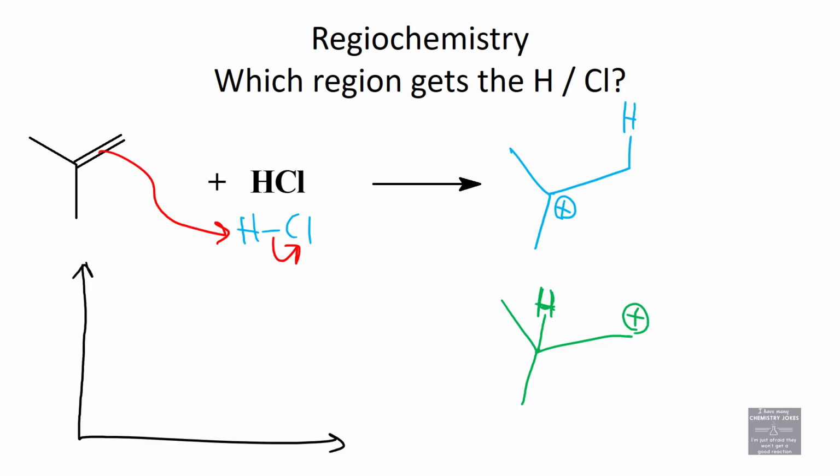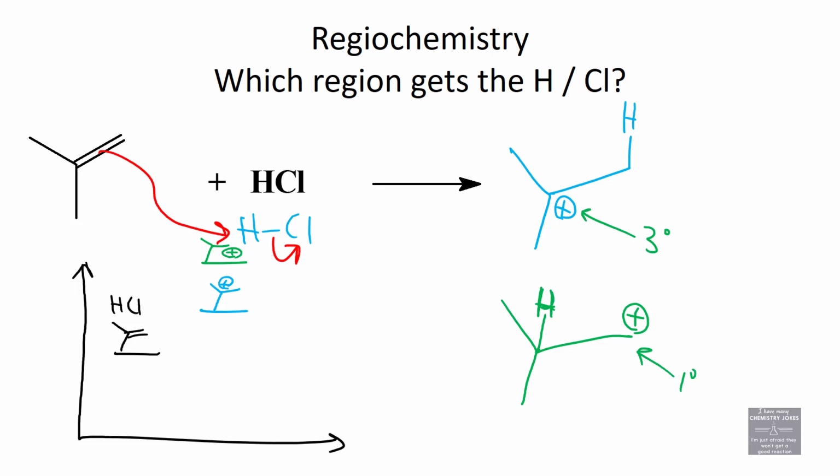What does that matter? What does it mean? Why do I care? If I drew a little reaction coordinate, I've got my alkene and HCl on a reactant shelf. And then I can have the blue carbocation on one shelf and the green carbocation on a different shelf. The green should be on a higher shelf because a primary carbocation is less stable than a tertiary carbocation. Lower energy means more stable. So I realize it's kind of squishy up there, but the tertiary carbocation is lower energy.